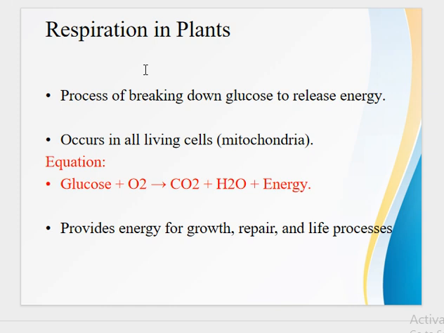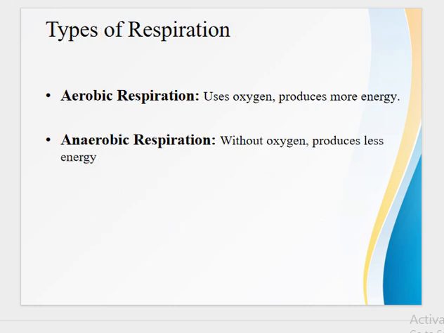Now we discuss respiration in plants. Basically, respiration is a process of breaking down glucose to release energy, and it occurs in all living cells. The respiration process occurs in the mitochondria. When glucose reacts with oxygen, it produces carbon dioxide, water and energy. The respiration process provides energy for growth, repair and life processes.